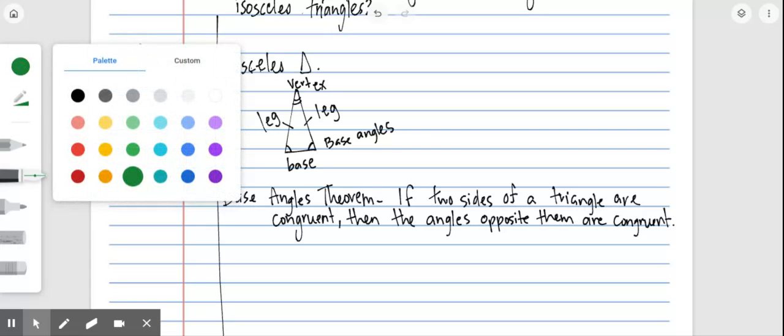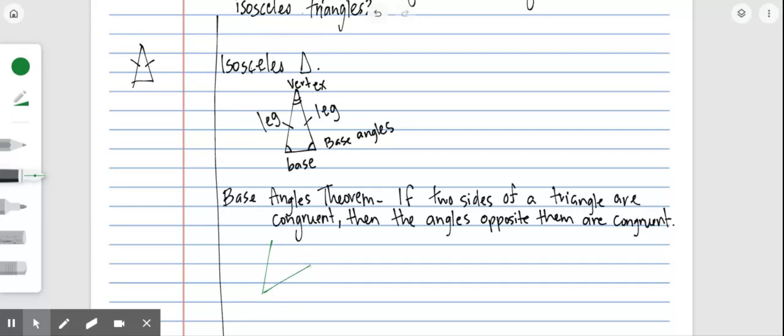So for example, actually I'm going to use green. If I have a triangle, and I know that these two sides are congruent, then the opposite angles are congruent. So the opposite to this leg over here is this angle, and the opposite to this leg over here is this angle. So those two angles are congruent. So the base angles of an isosceles triangle are congruent. Okay. So the base angles theorem says that the base angles of an isosceles triangle are congruent.